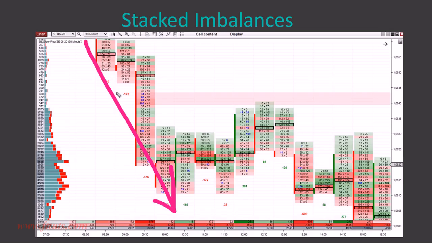Another one in here, a very nice example of the stacked imbalances in a downtrend. So sellers are pushing the price downwards, and at this place you can really see the aggressivity of the sellers. 4 stacked imbalances right there. This is the pullback to this resistance area, and this is the reaction to it.